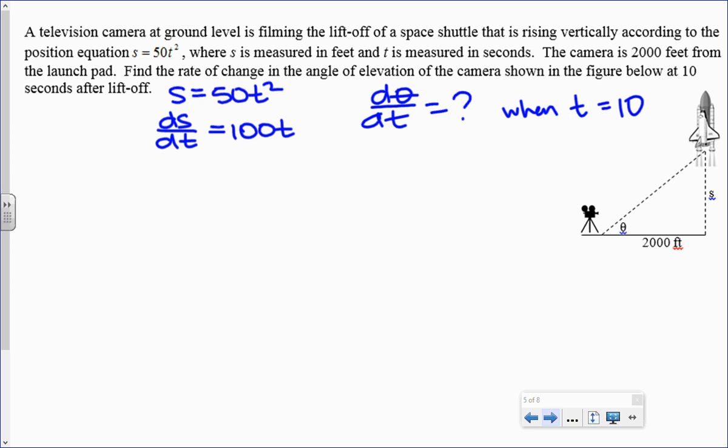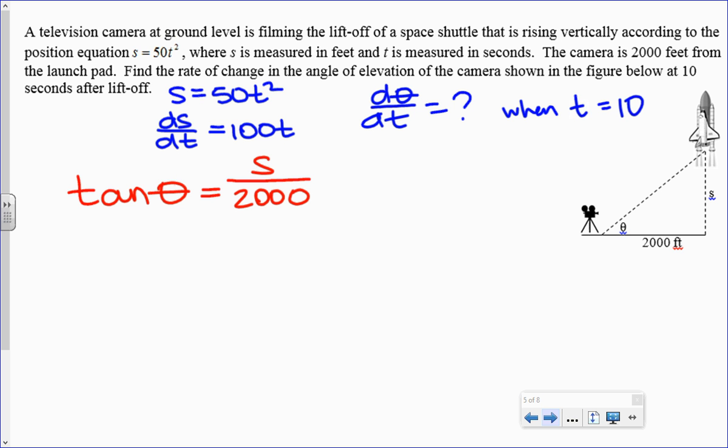What equation can relate theta, S, and 2000? Say it louder. Tangent, you betcha. The tangent of theta is S over 2000. Okay, now I'm writing a number. You haven't seen me do that yet. Why can I write 2000 in this equation? Because it's constant. It does not change, okay?